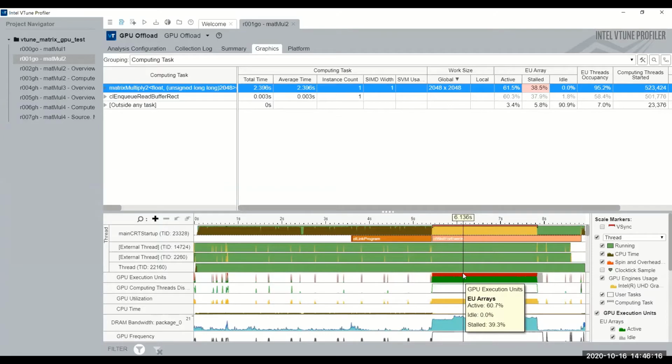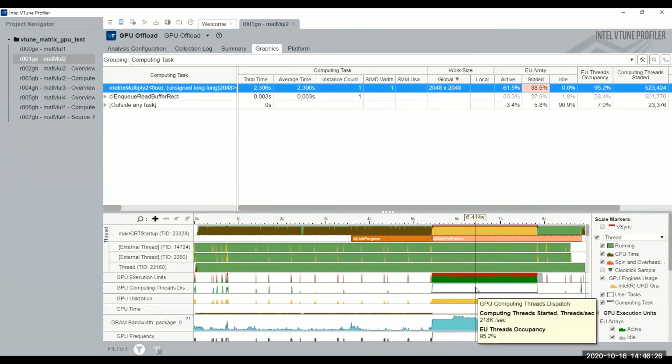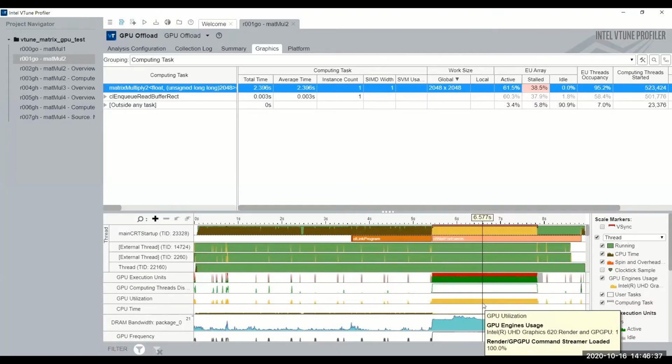Is the arrays being active in each time slice, and some other characteristics like how many computing threads started per second, GPU utilization, and frequency of GPU.